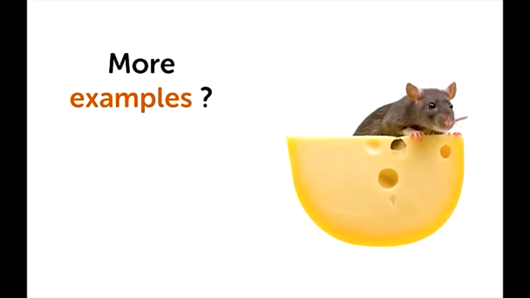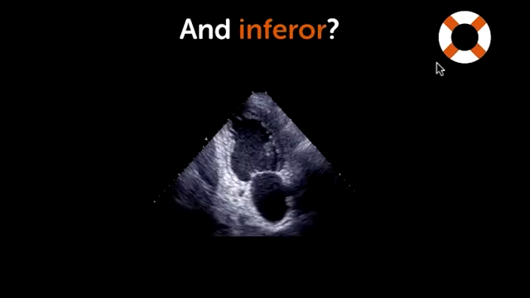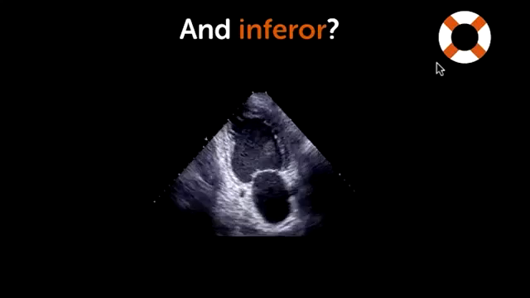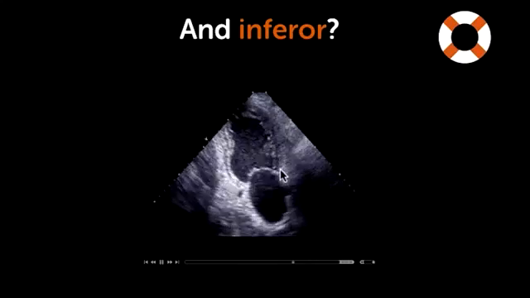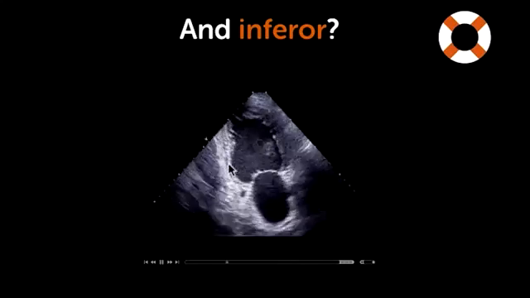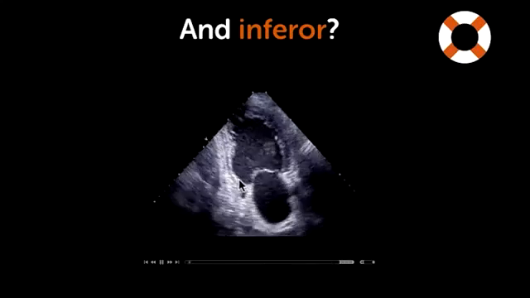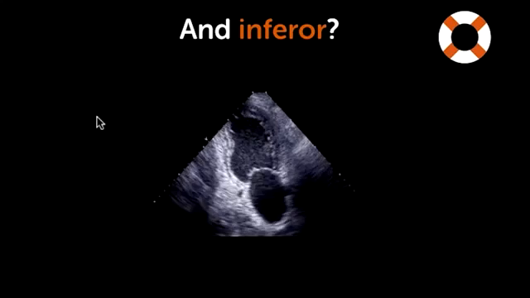Do you want to see more examples? To detect regional wall motion abnormalities, you need a lot of examples. Here are a few more. A 2-chamber view. This is the anterior wall. This is the inferior wall. The inferior wall is thin, echogenic, and does not move. This is a scar.